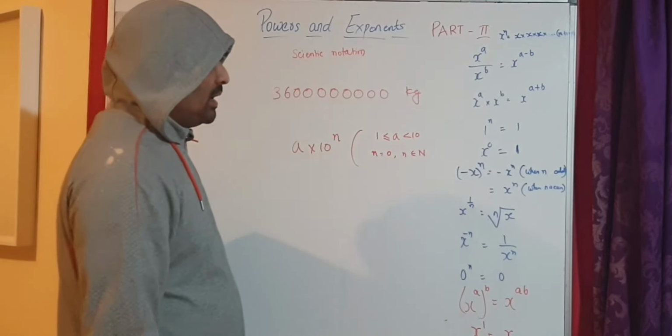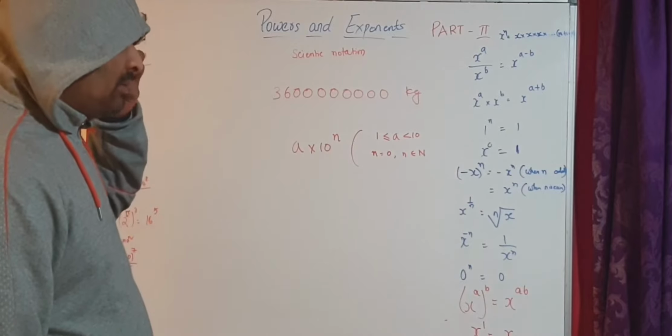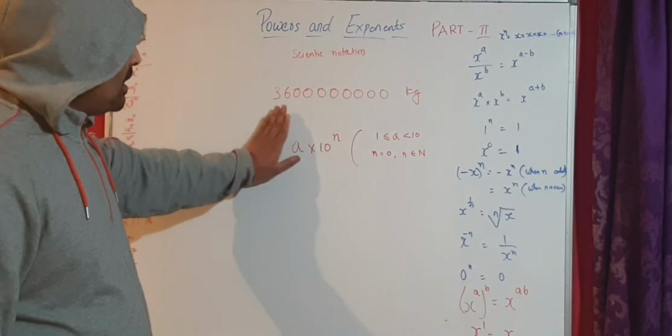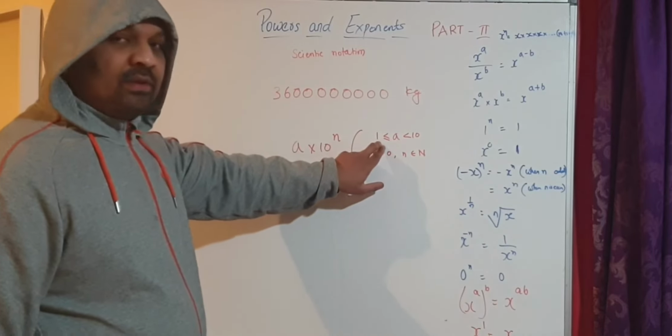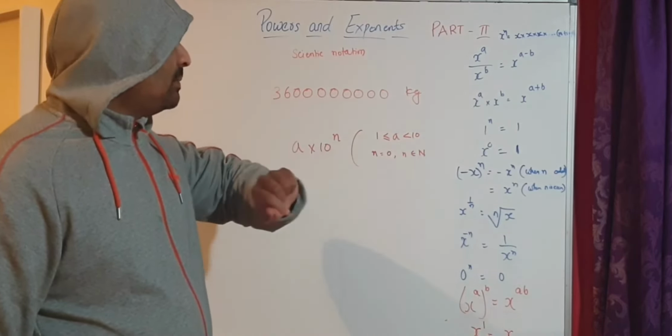It should not be any decimal number. So if a number is written in this form, a into 10 to the power of n, where the value of a lies between 1 and 10, that is, 1 is less than or equal to a is less than 10, and the value of n is either 0 or some integer, a positive integer or a negative integer.